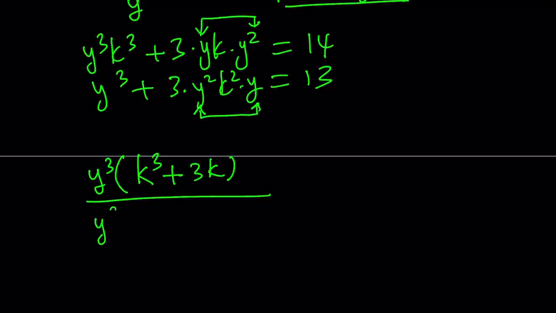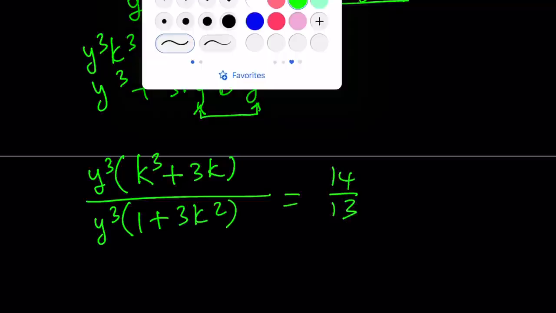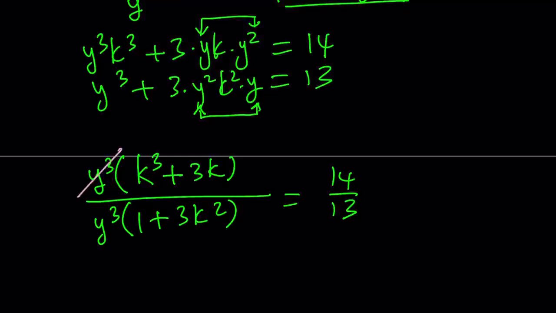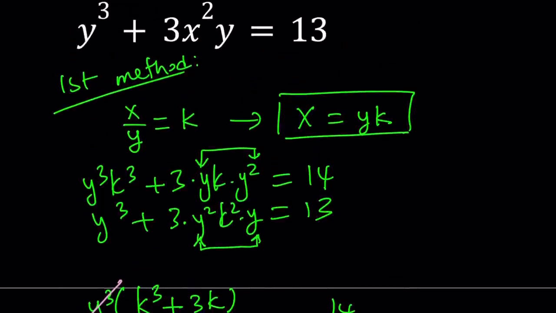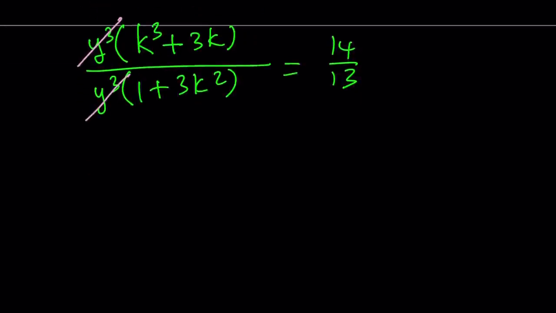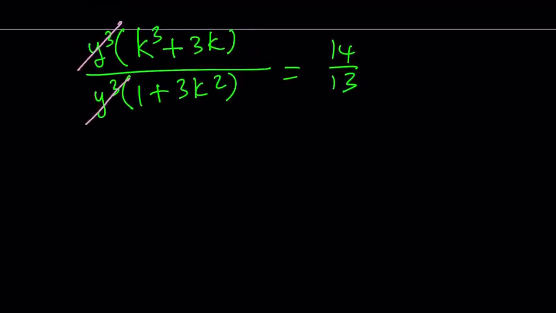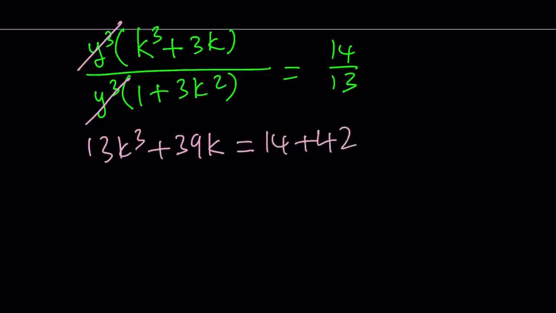So let's go ahead and take out y cubed. It's going to give me 1 plus 3k squared, and this is going to equal 14 divided by 13. Now notice that y cubed cancels out. This is why it is a good method. Okay, it doesn't always work, obviously. For example, instead of 3x squared y, if we had 3xy, this method would not work nicely. Okay, so now we get a cubic equation from here. Let's cross multiply. That gives us 13k cubed plus 39k equals 14 plus 42k squared.